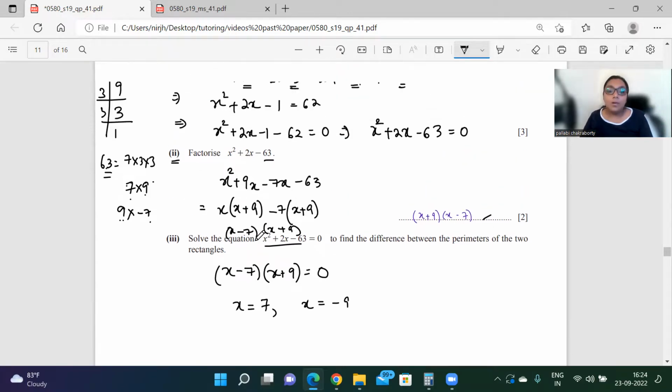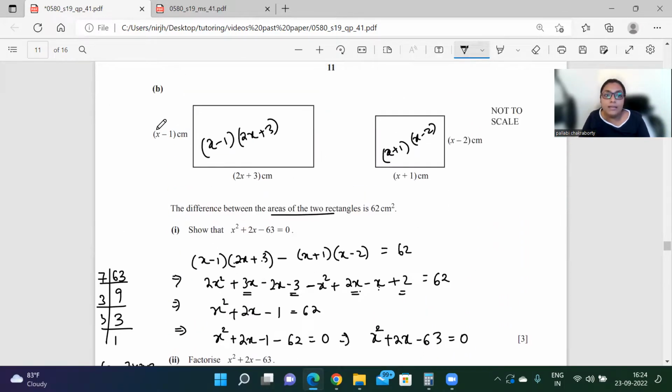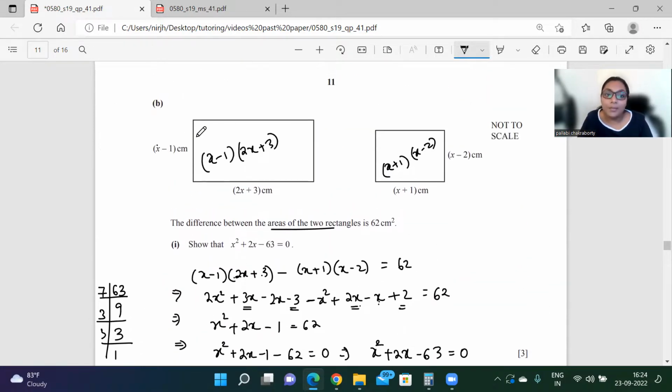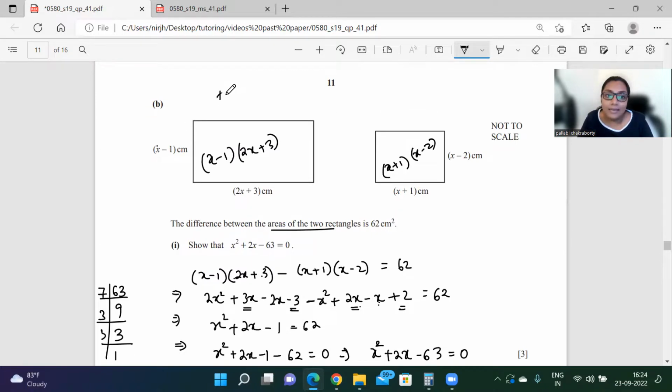Now if you go back to this, can x be minus 9? Then this length will come as a negative. That's not possible, right? So the only value of x which you can take will be 7. So taking x as 7, what do you get? The width of this rectangle as 6 and the length becomes 2 into 7, which is 14 plus 3, which is 17. So 6 and 17. And over here you get 7 plus 1, which is 8 and 7 minus 2, which is 5. So it's 8 and 5 and 6 and 17.